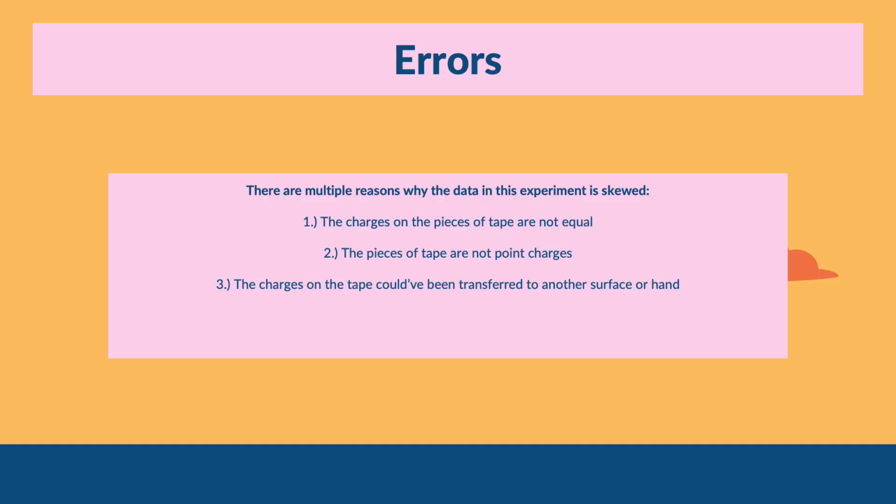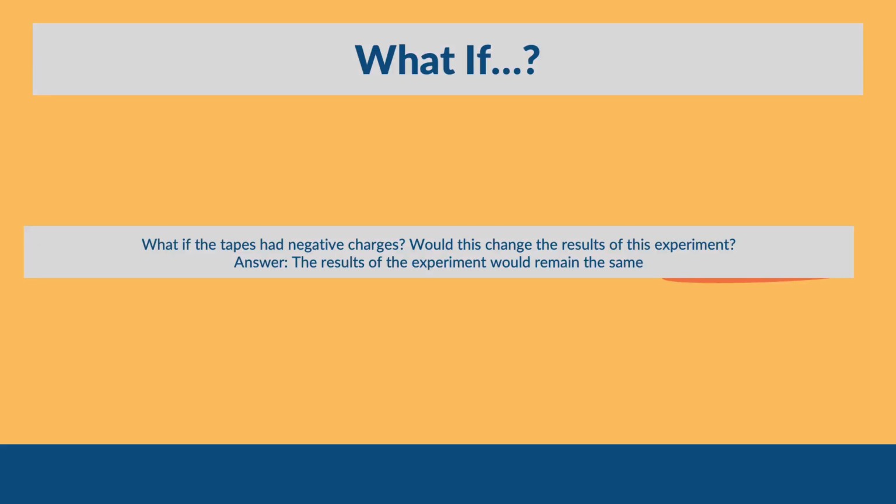Some errors in this experiment could be that the charges on the pieces of tape were not equal, the pieces of tape are not point charges, and the charges on the tape could have been transferred to another surface. And now for some theoretical questions. What if the tapes had negative charges? Would this change the result of the experiment? And the answer is no. The results of the experiment will be the same.